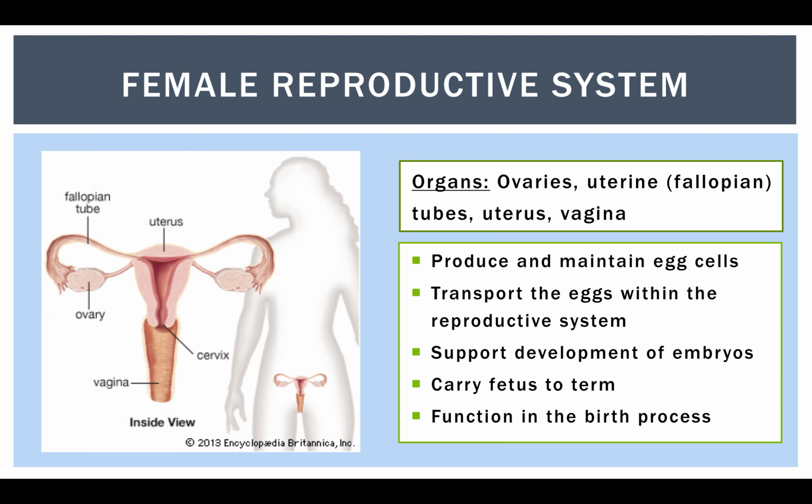The female reproductive system transports those eggs within the reproductive system. So they're released by the ovaries into the fallopian tubes and then into the uterus. It supports the development of embryos. So once the egg is fertilized, the female reproductive system supports it developing. It carries the fetus to term and then functions in the birth process. So that is a brief overview of the organ systems within the human body.